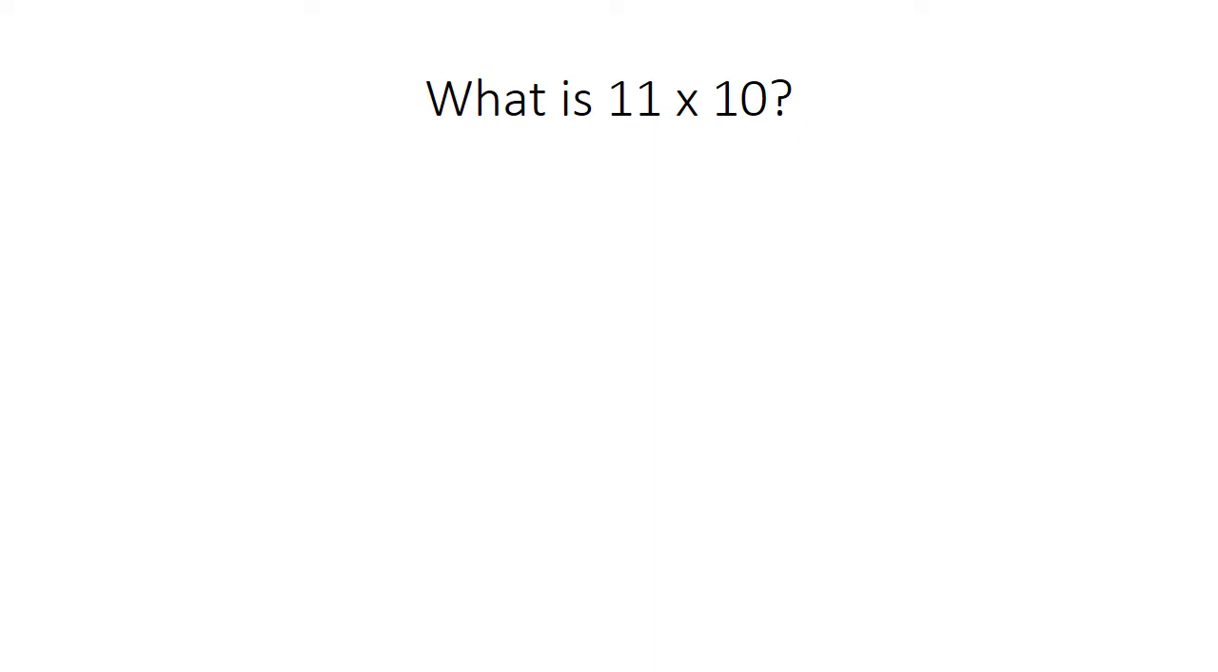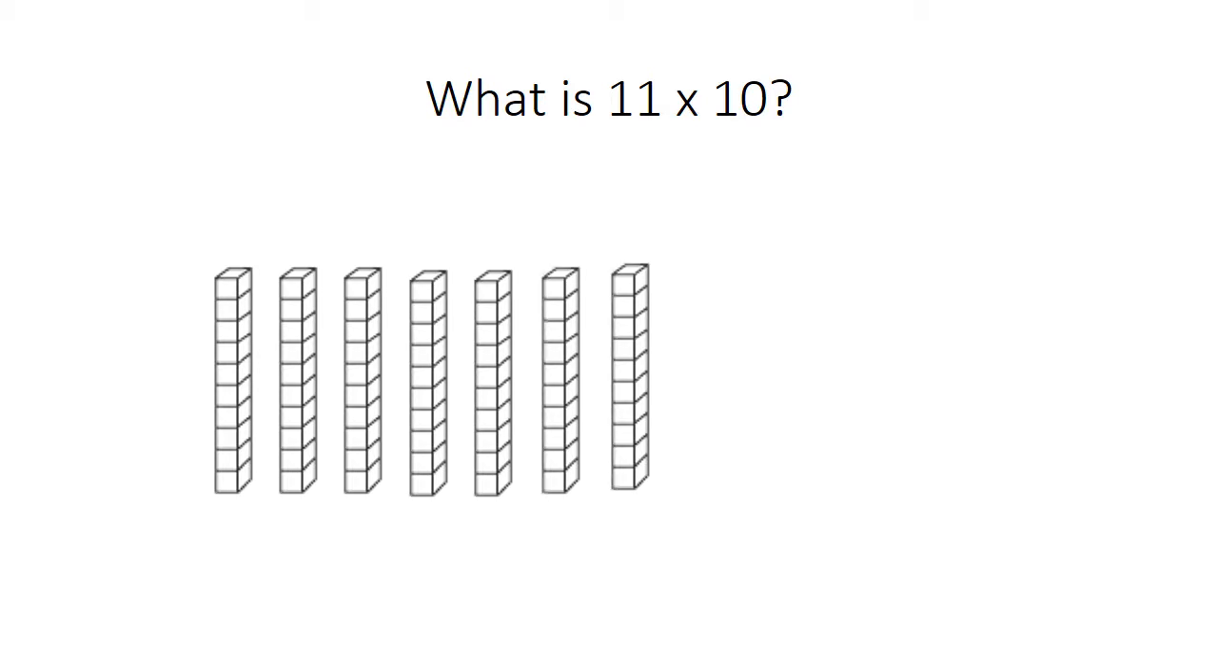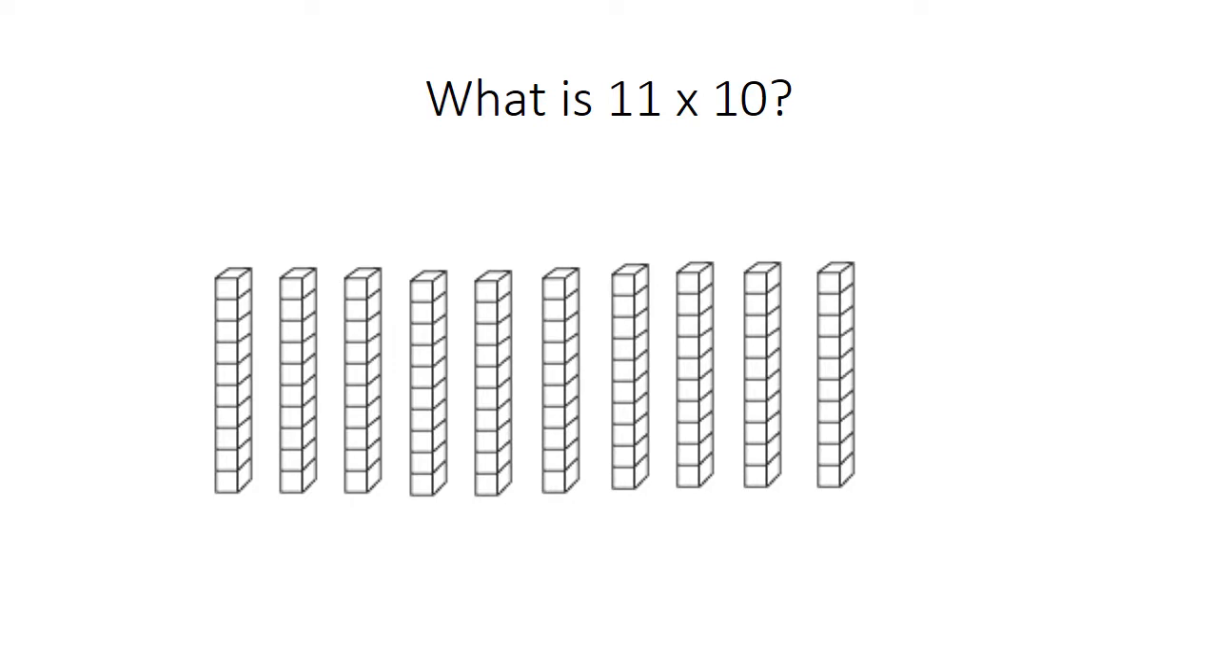What if we have a bigger number? Well, let's just count longs. So we're going to get 11 longs. Help me count. 10, 20, 30, 40, 50, 60, 70, 80, 90, 100, 110. So if I have 11 tens, 11 longs, I end up with 110 units.